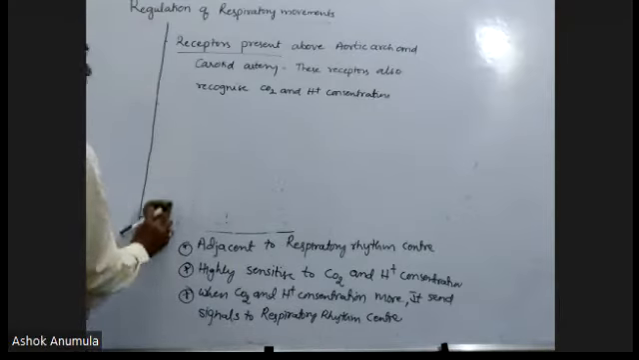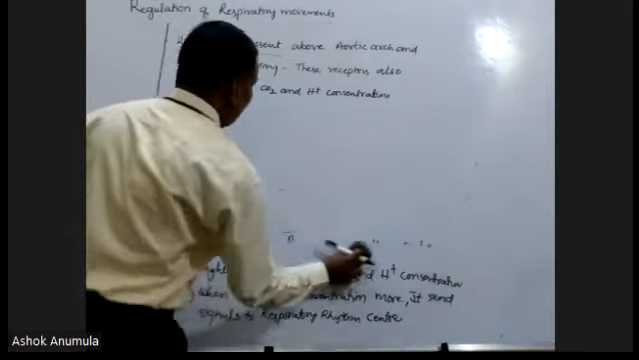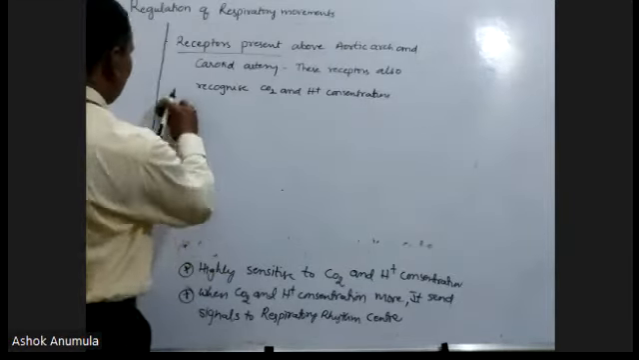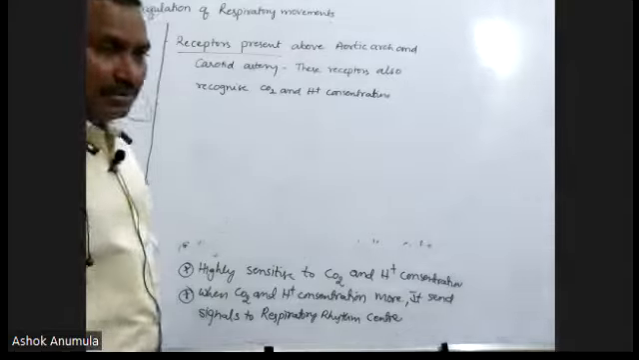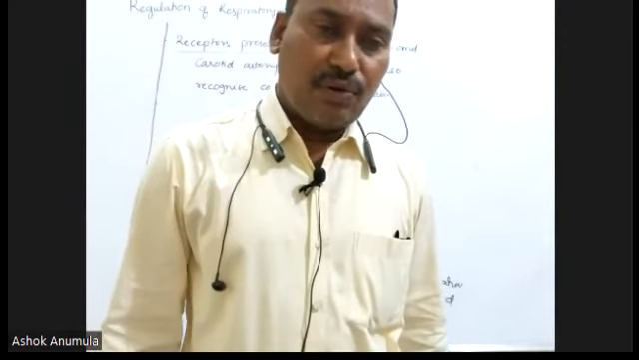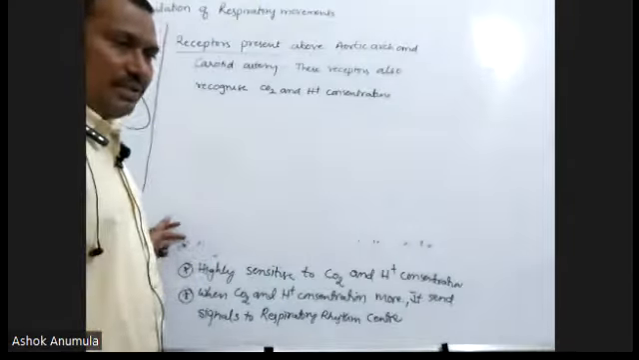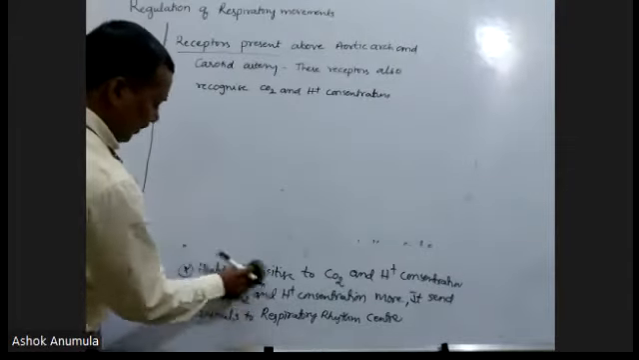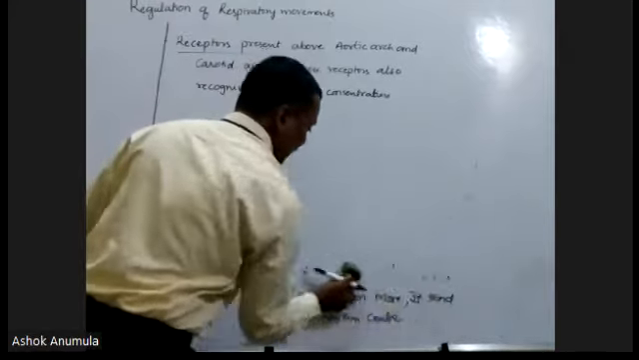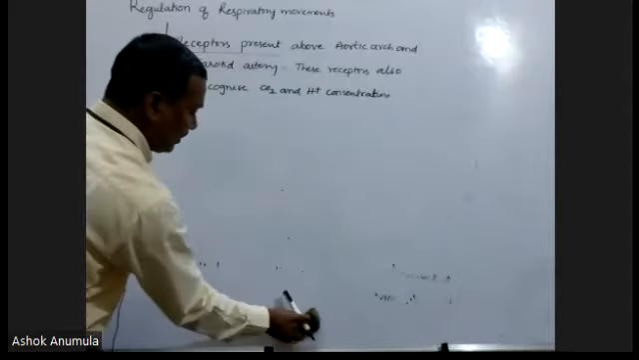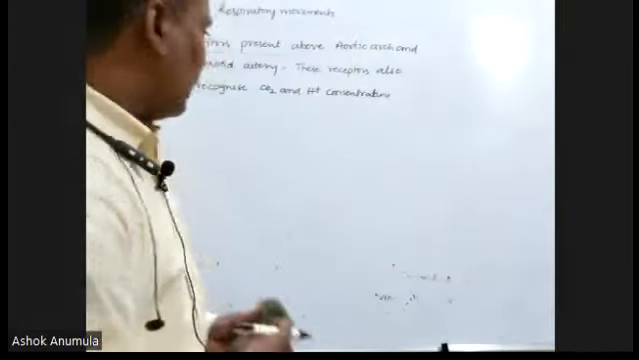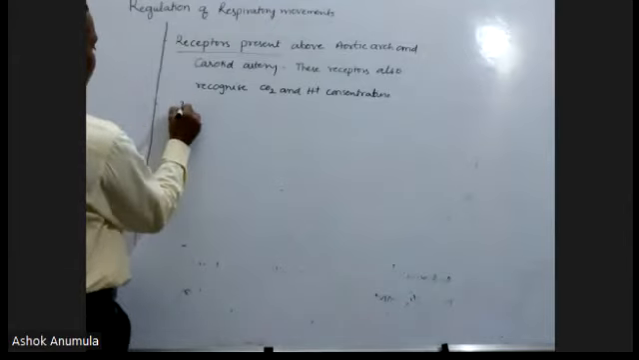The receptors are present above the aortic arc and the carotid artery. These receptors also recognize the carbon dioxide and hydrogen ion concentration. They do the same function as the chemosensitive area, and they send signals to the respiratory rhythm center and the pneumotaxic center. But in our textbook, it is written pneumotactile, but it is pneumotaxic.